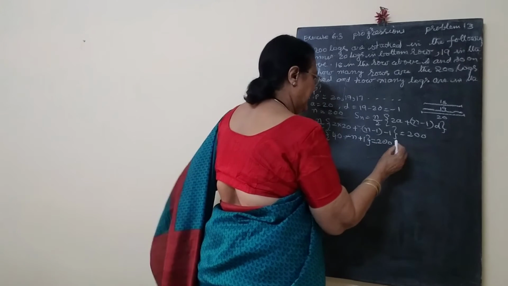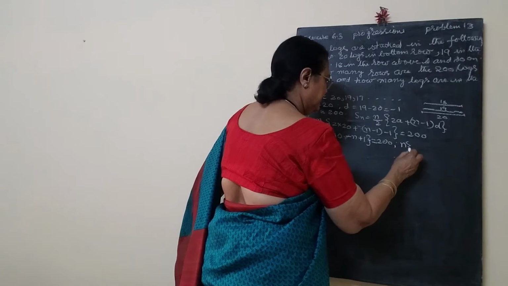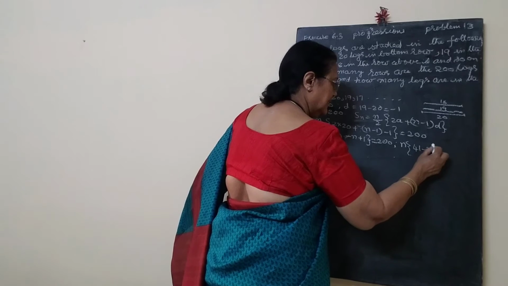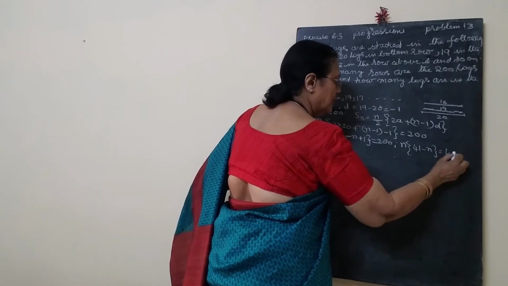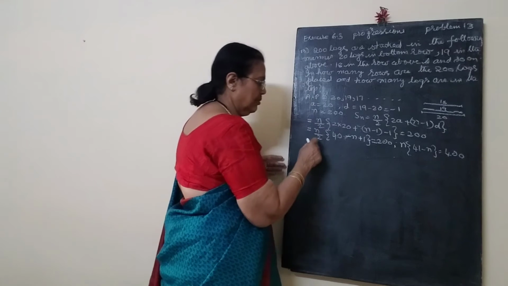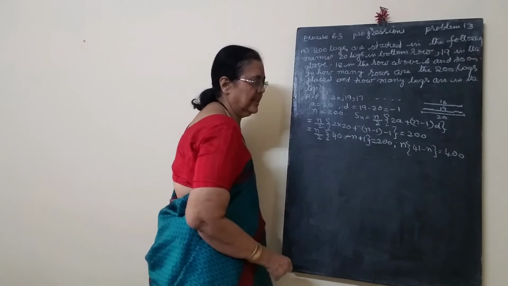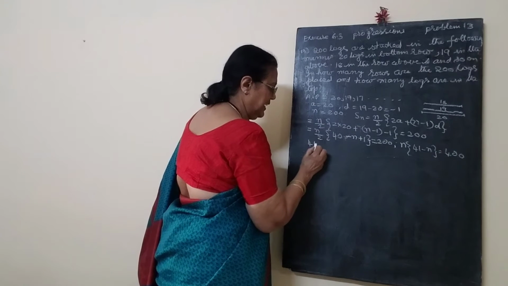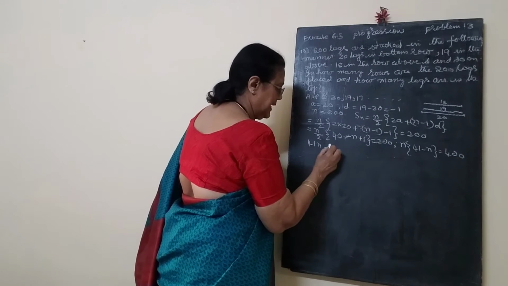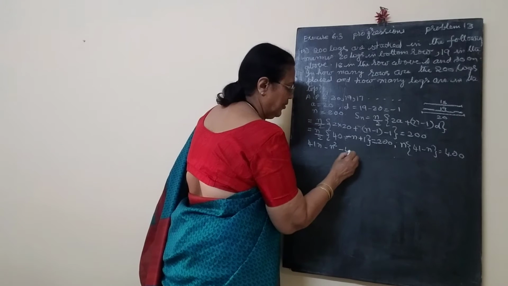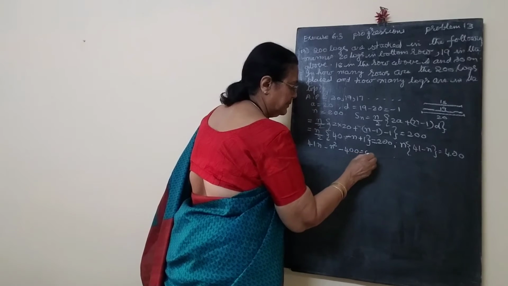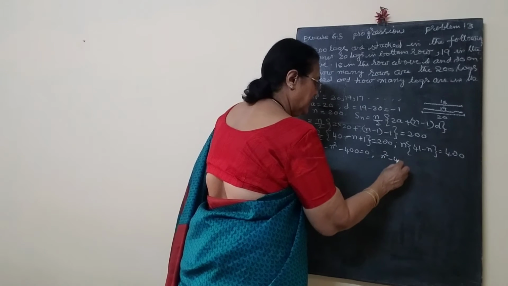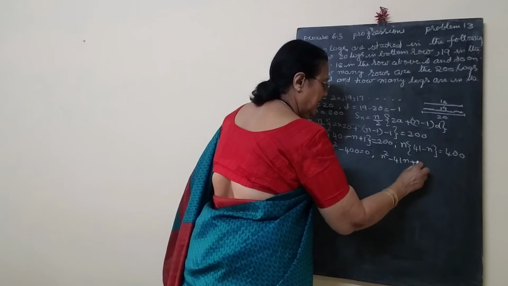This can be written as n into 41 minus n is equal to 400, because 2 I took that side, so 2 into 200 will be 400. With this you will get a quadratic equation: 41n minus n square minus 400 is 0. Or you can change the signs and write n square minus 41n plus 400 is 0.